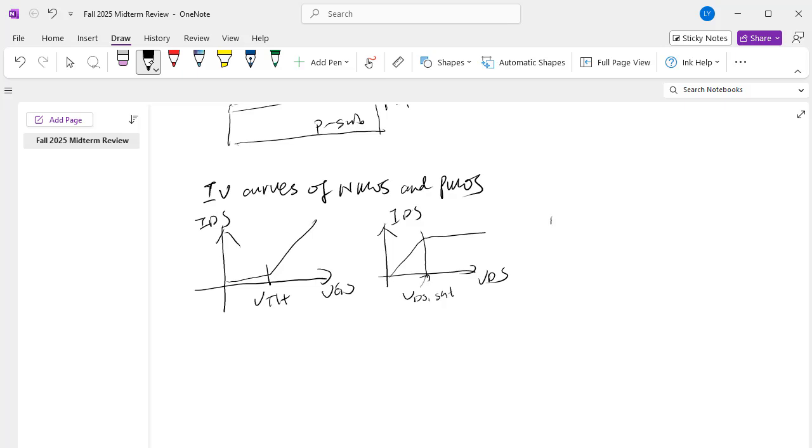So for PMOS, you should be able to draw that as well. Okay, 2 other curves for PMOS. So the key point is where is the threshold voltage and where is the point to enter the saturation region at VDS. So that's two key points over here.